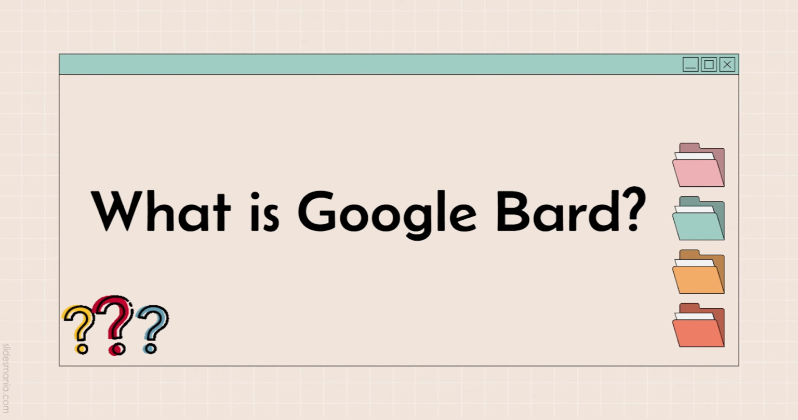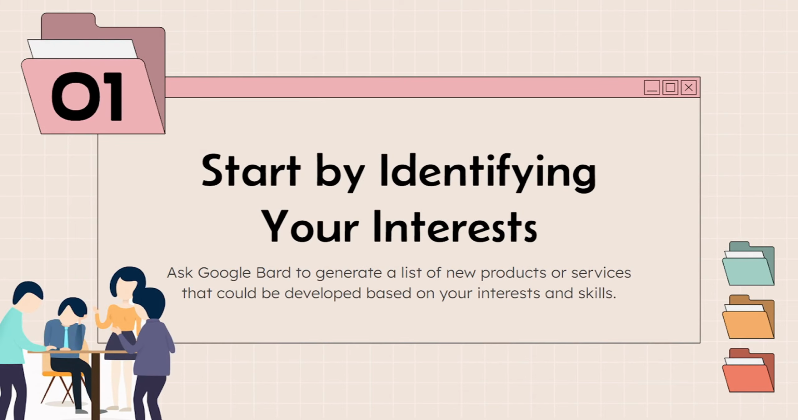So let's start by identifying your interest. The first step in using Google Bard to develop a new business idea is to identify your own interests and passions. This will serve as the foundation for your entrepreneurial journey, ensuring that your business aligns with what excites you.